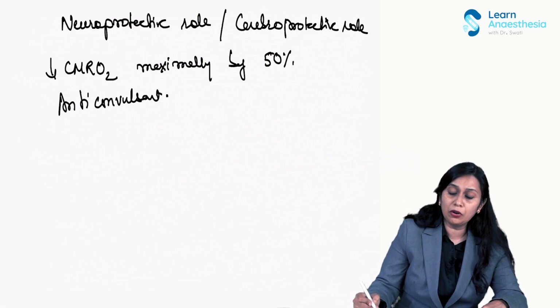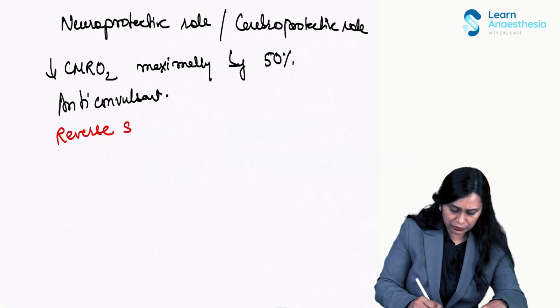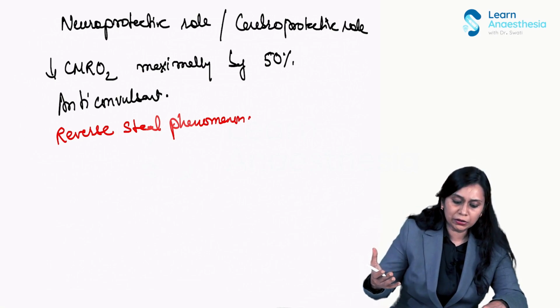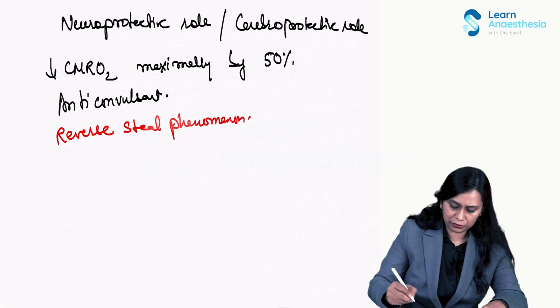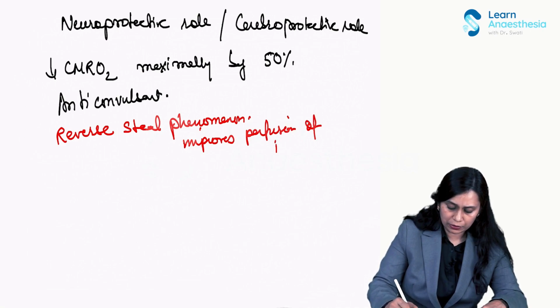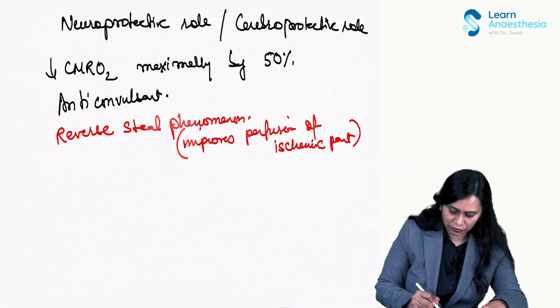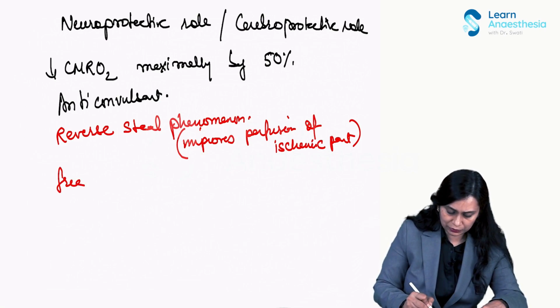Then it produces something called reverse Steal phenomenon. In this, blood from the non-ischemic area goes to the ischemic area, so it improves perfusion of the ischemic part of the brain. Then it is a free radical scavenger.